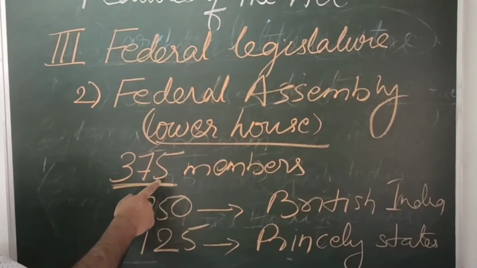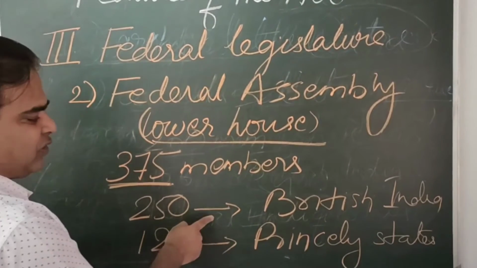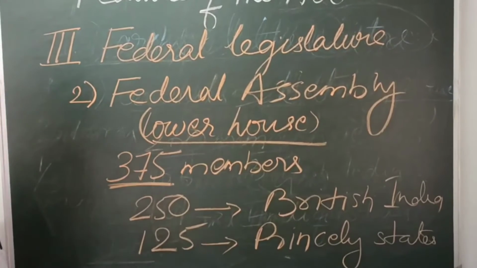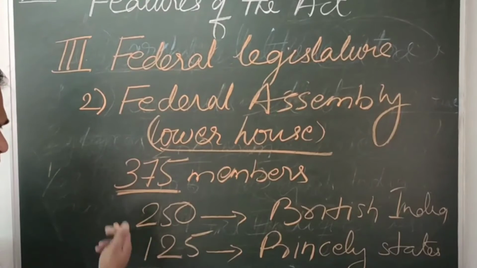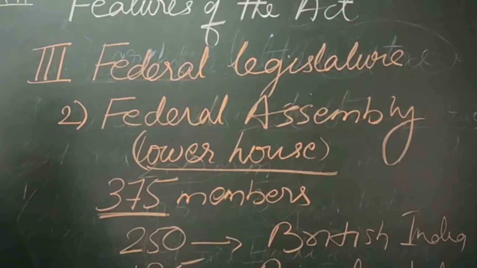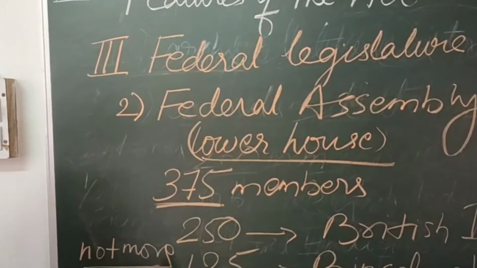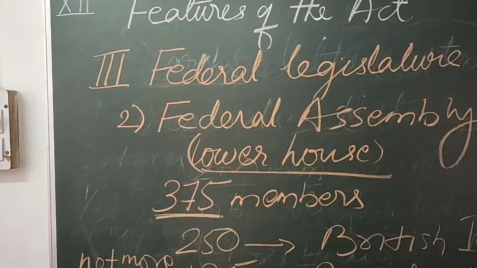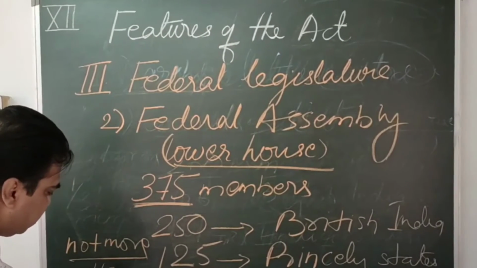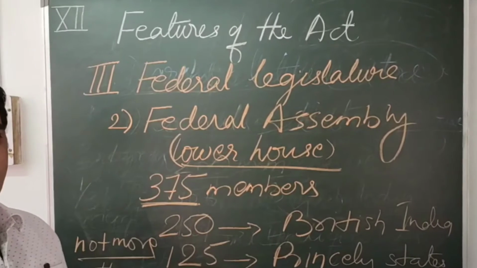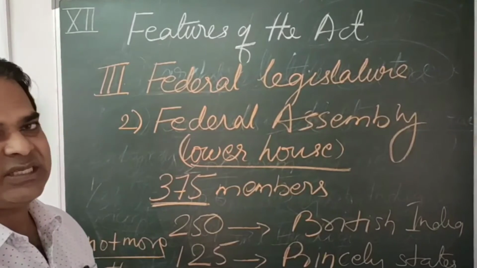So 375 members, 250 members were represented by British India. That means British India was represented by 250 members, and not more than 125 represented the princely states.